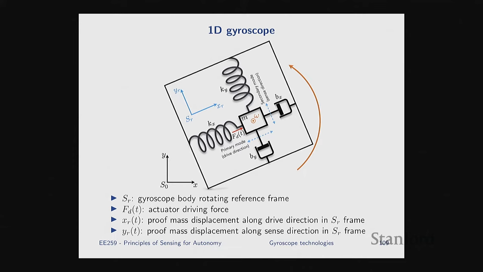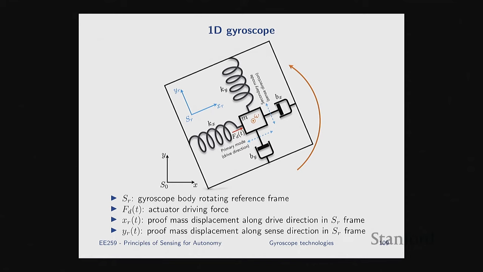Okay, so that force is generated internally in the device with some actuation mechanism that we'll talk about. That force is going to cause some movement in the X_R direction, right? And then on top of that, if you have some angular motion or angular velocity omega, the two will generate a Coriolis acceleration in the perpendicular direction, which we call Y_R, and that's called the secondary mode or the sense direction.